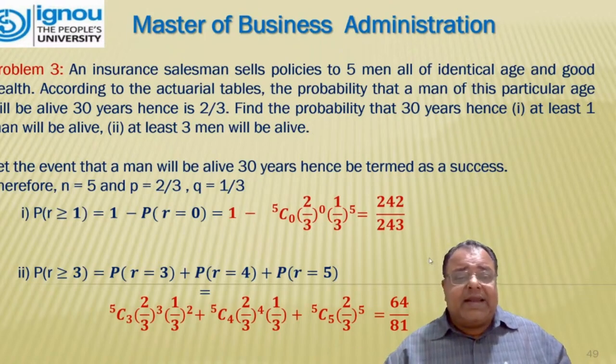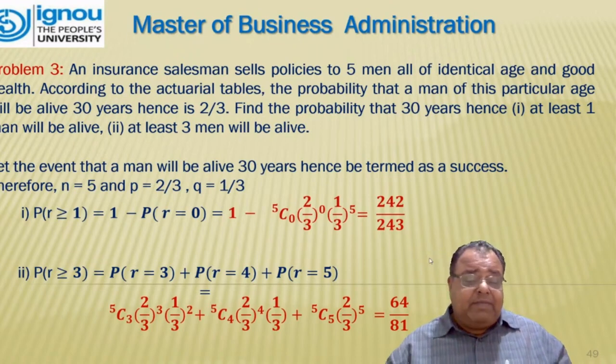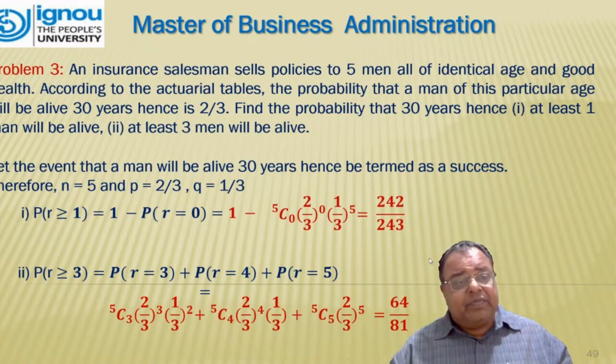The second case is at least 3 men will be active. Since there are 5 people, we will straight away calculate P(r = 3), P(r = 4), and P(r = 5), and add the respective probabilities, which comes out to be 64 by 81.